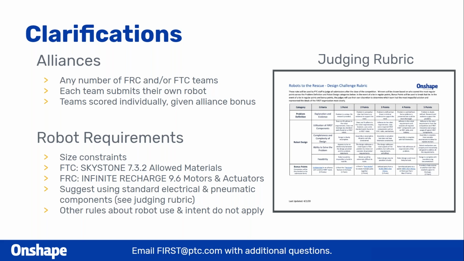You'll each submit your own robot, but then you'll be scored individually. So you'll all get that alliance bonus if you look at our judging rubric that's on the website, but you'll get your own robot score.